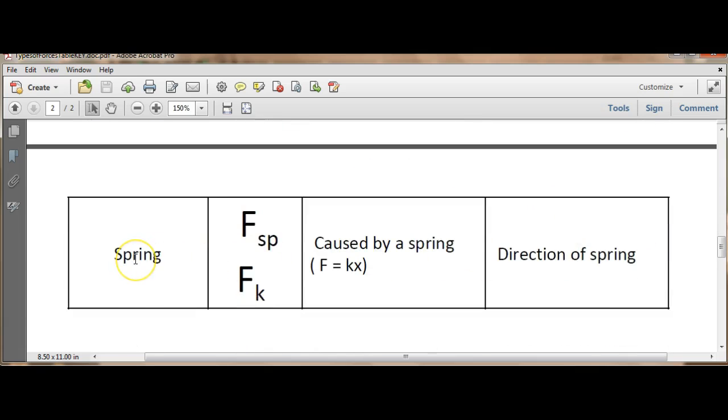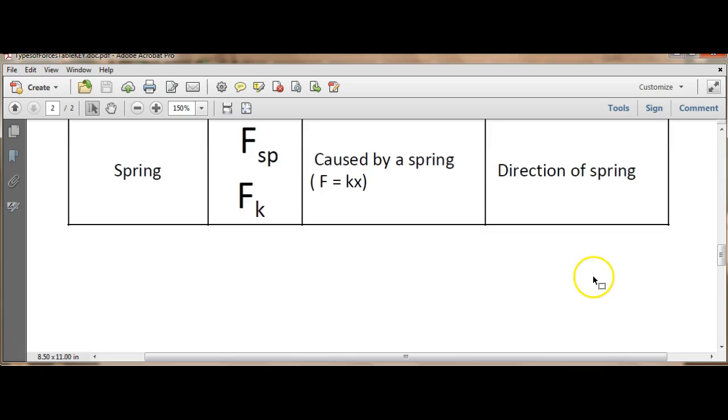And finally, we have a spring force. Fsp for spring, or Fk. The reason we use the K here is that in order to find the force of a spring, K is the spring constant and X is just the distance that you stretch it. You may remember that you've seen this formula either in physics or even in Algebra 1 usually goes over this. And it's caused by a spring, and it's in the direction of the spring. Okay, that's it for this part. Be sure you've got all these notes down in your notebook.